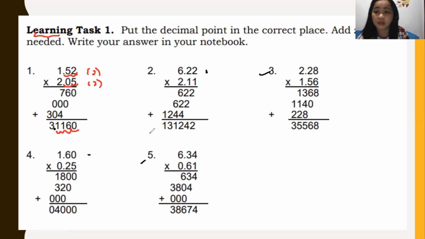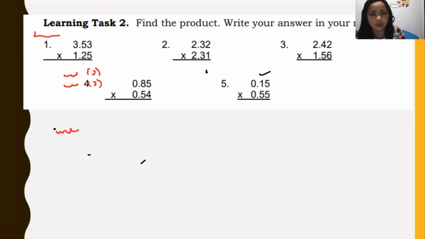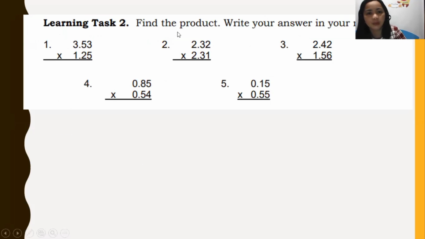So, ganun din yung gagawin dito sa 2, sa 3, sa 4, and sa 5. Bibilangin mo lang yung decimal places ng factors and then ilalagay mo sa product niya by counting from right to the left. Alright, that is for learning task number 1. Learning task number 2 is find the product of the given. Imo-multiply nyo lang siya. Magbigay tayo ng example.